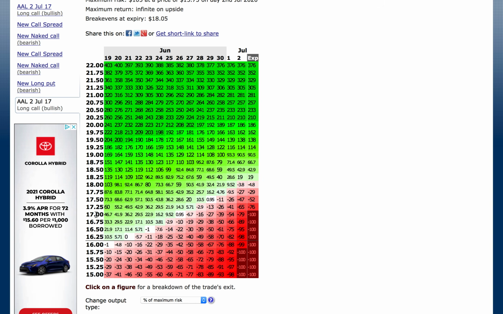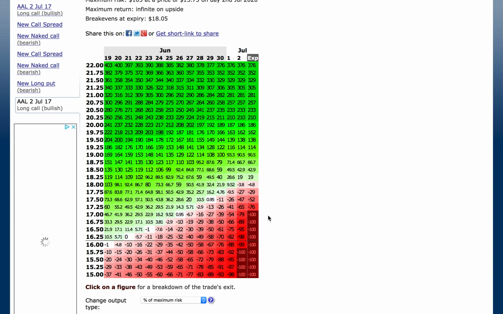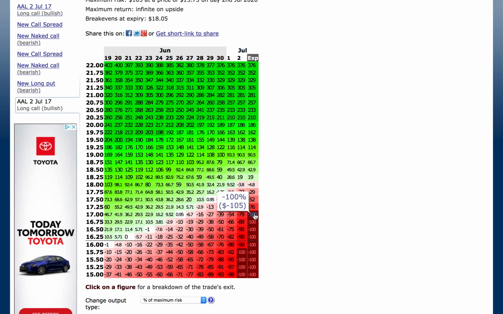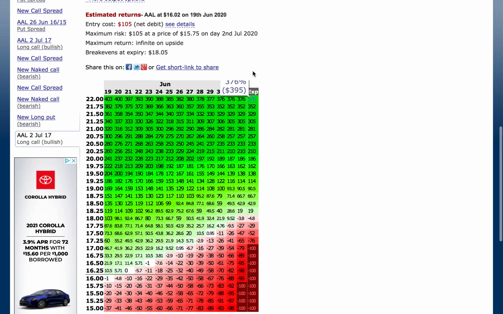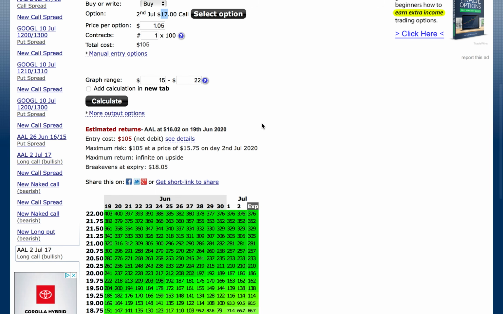So as you can see, at 17, you see this 100. That's a percentage. That means you've lost 100%. And the 100% is the 105, right? So you can see once it's 17, you've lost the most that you can lose, which is 105. And no matter how much more down it goes, that's the most you're going to lose, is 105. But again, as you keep going up, you keep making more and more and more and more, and there's just no limit as to how much you can make. Okay, so I hope that makes sense, and I hope you understand how buying a call works.